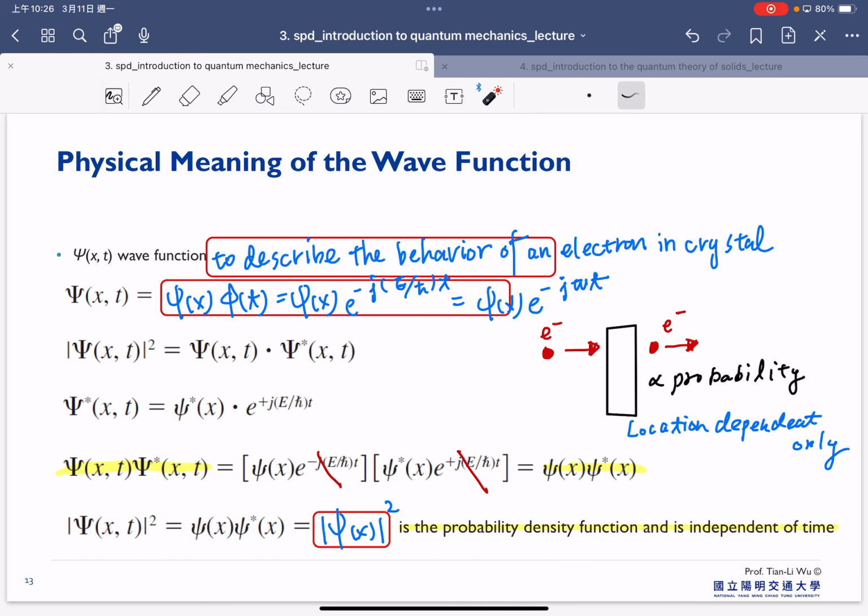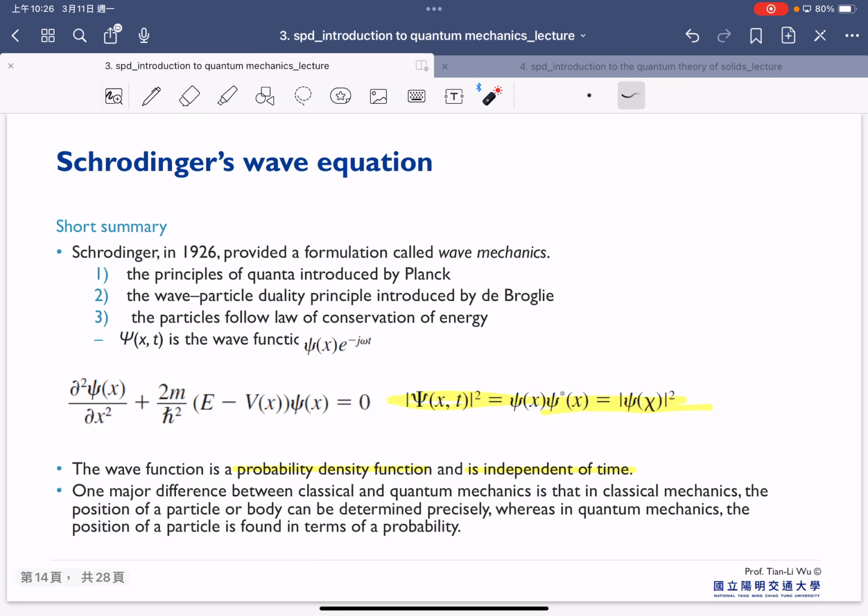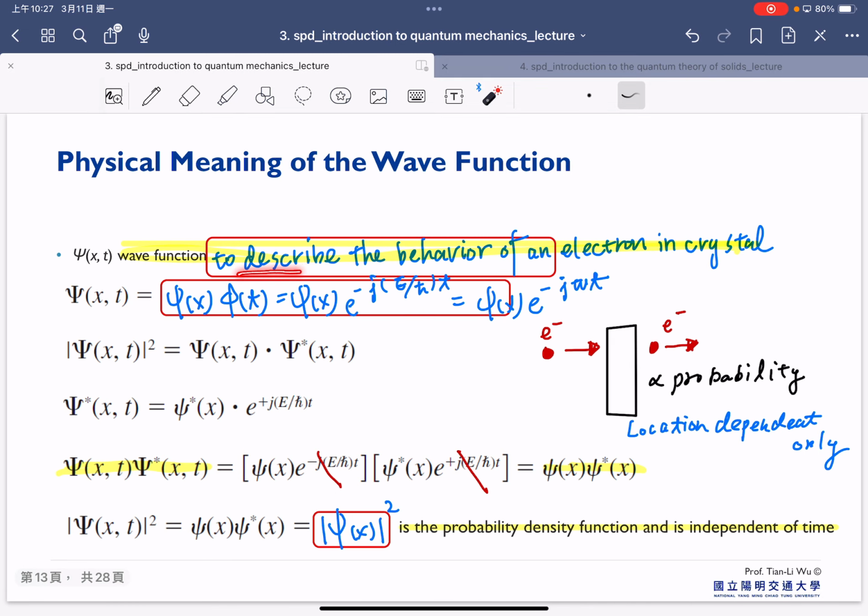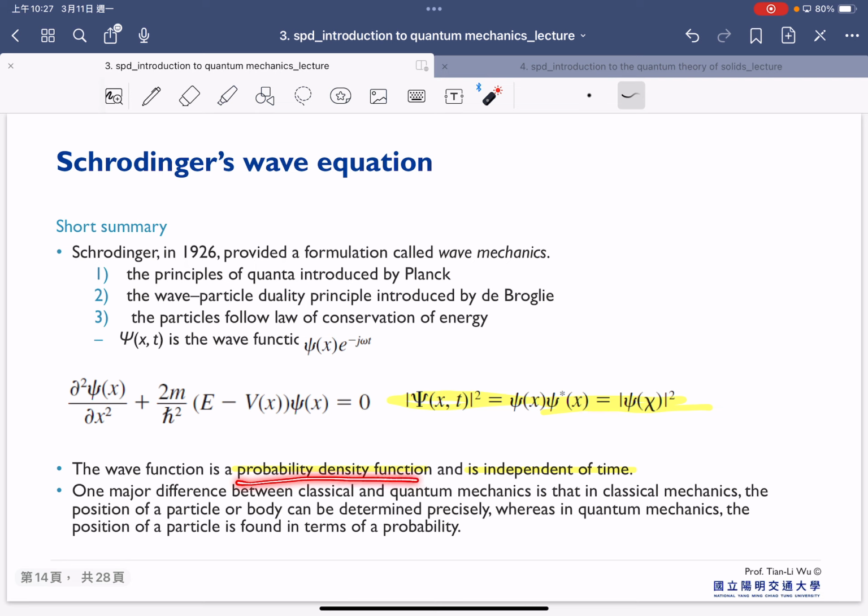So, again, the wave equation is to describe the behavior of an electron in the crystal. And now, we also found out that the wave equation is a probability function. So that means describing electrons in the crystal is related to the probability, as explained here, and is independent of the time. So that starts to lead into the major difference between quantum mechanics and classical physics.